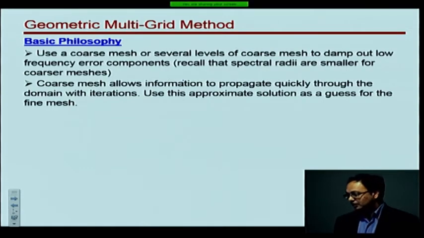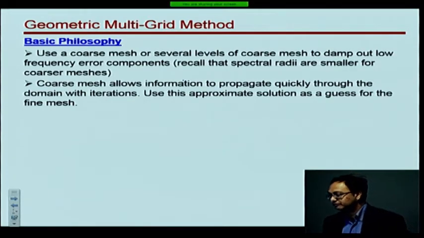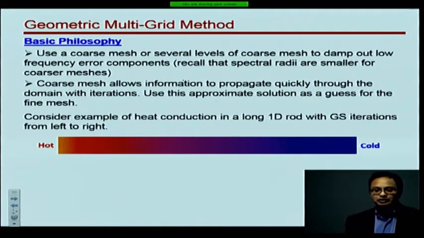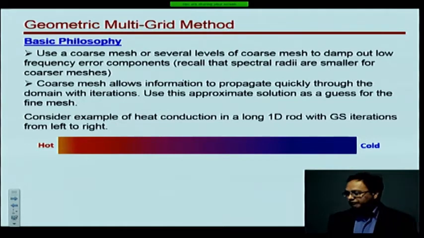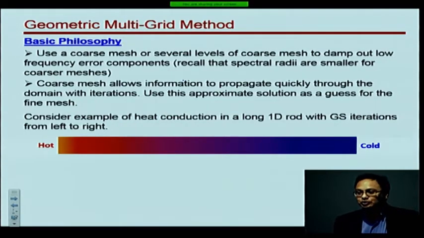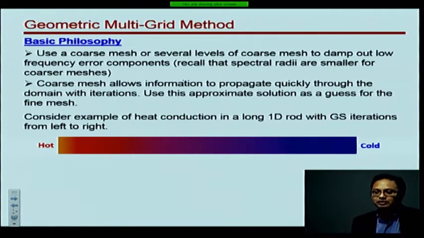If you think about it physically, we know that the coarse mesh allows propagation of information very quickly through the mesh. So here's a simple example of a heat conduction problem. Let's say you are doing Gauss-Seidel iterations from left to right. I've color coded it: the orange is hot and the blue is cold, and any color in between is a mixture of the two. If you start with all blue and then start solving this problem, as you know, Gauss-Seidel iteration is a pointwise method.